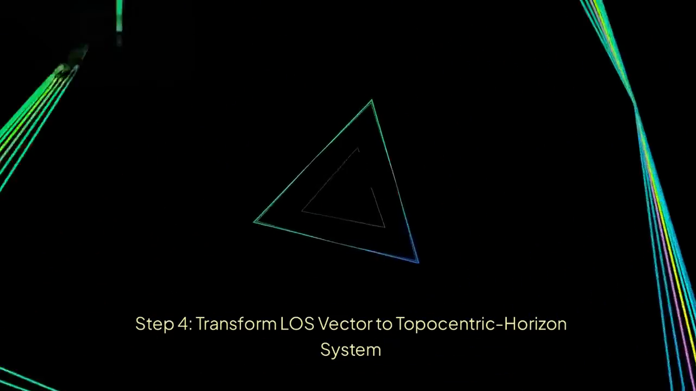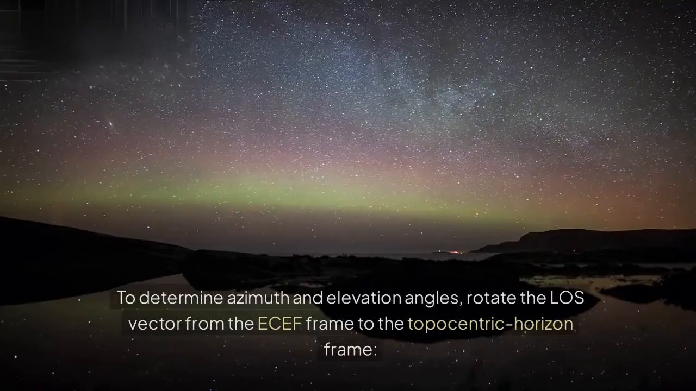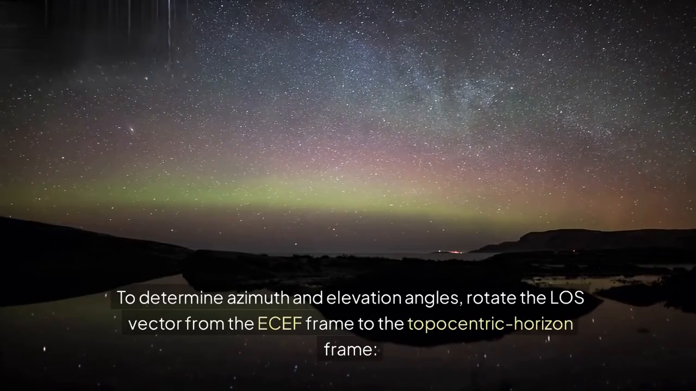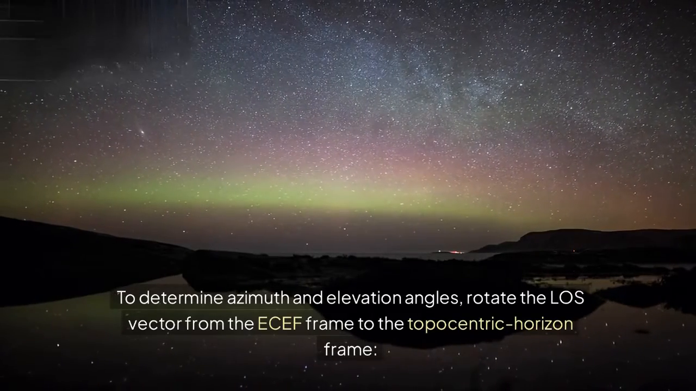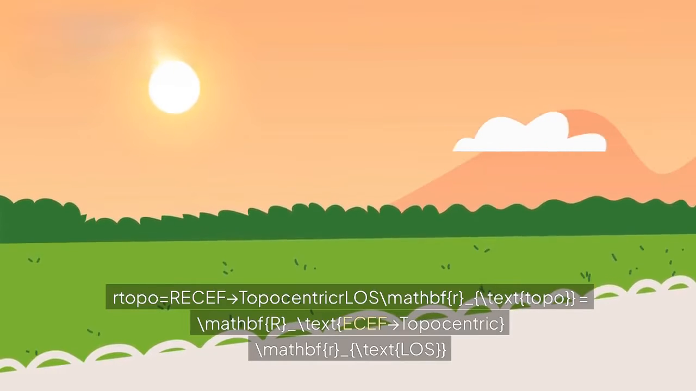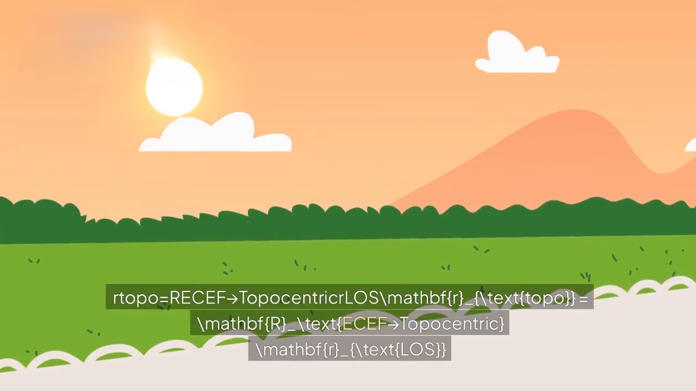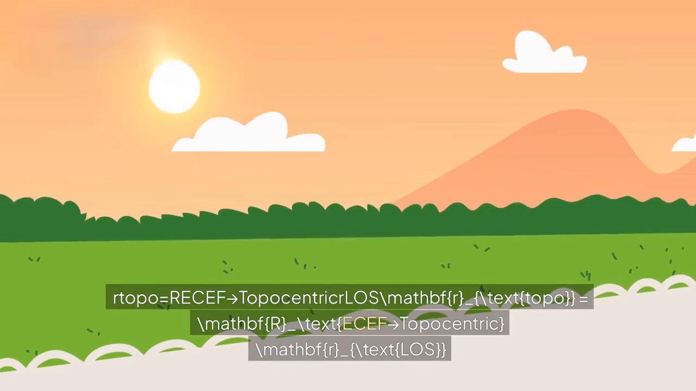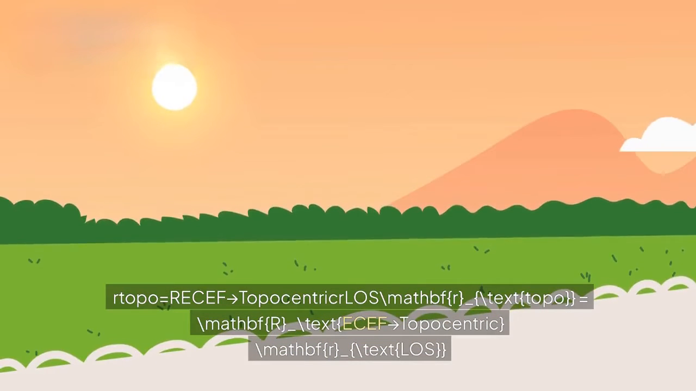Step 4. Transform the LOS vector to the topocentric horizon system to determine azimuth and elevation angles. Rotate the LOS vector from the ECEF frame to the topocentric horizon frame. R_topo equals R_ECEF-to-topocentric times R_LOS.